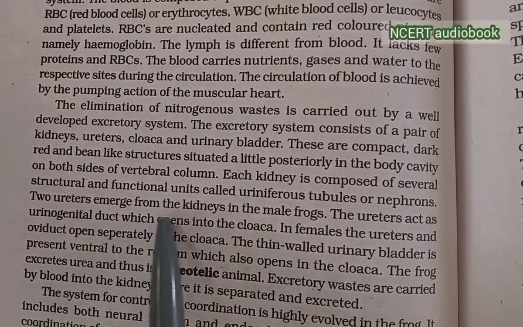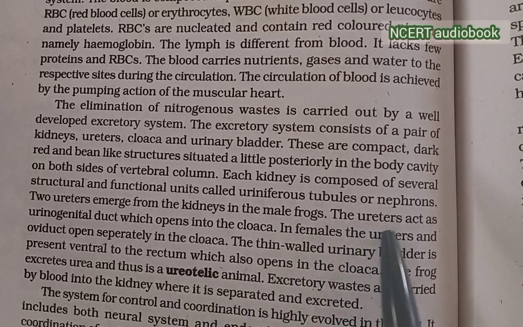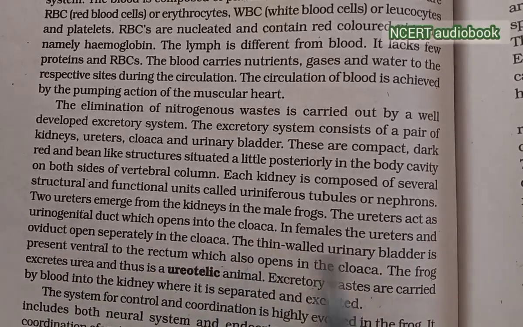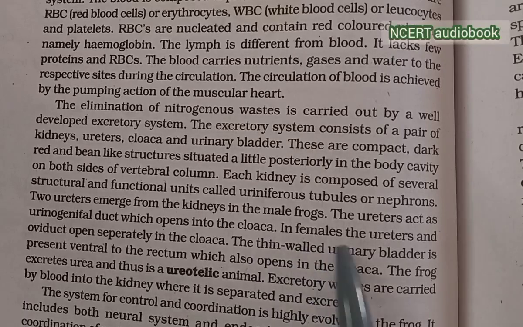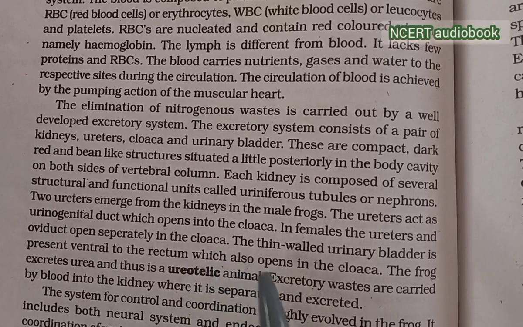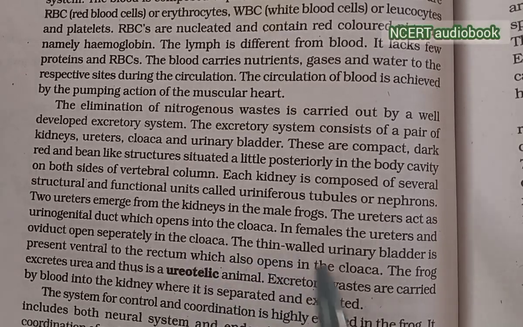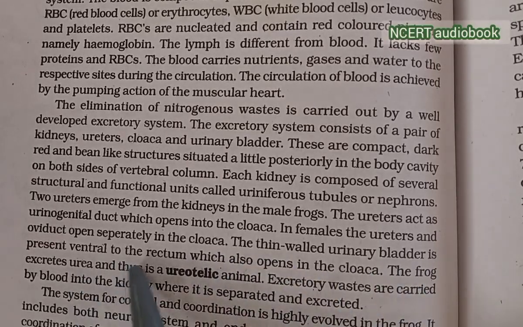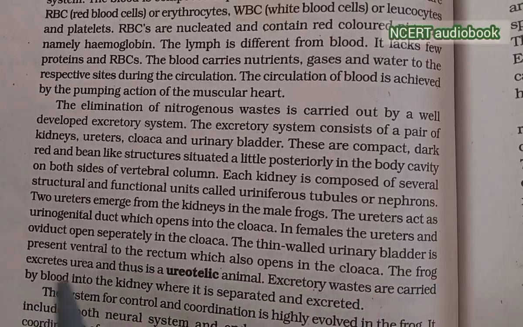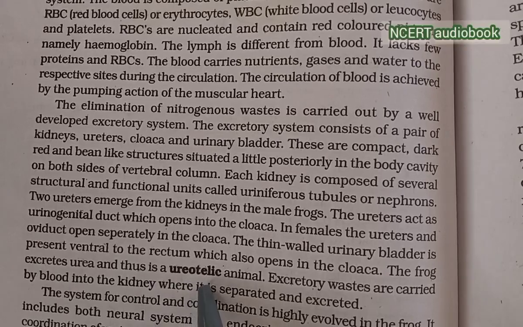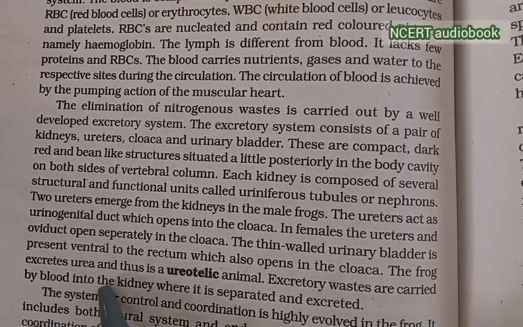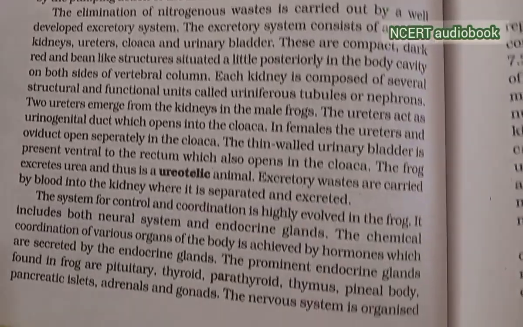Two ureters emerge from the kidney. In the male frog, the ureter acts as a urinogenital duct which opens into the cloaca. In females, the ureter and the oviduct open separately in the cloaca. The thin-walled urinary bladder is present ventral to the rectum and also opens in the cloaca. A frog excretes urea and thus is a ureotelic animal. Excretory wastes are carried by the blood to the kidney where they are separated and excreted.